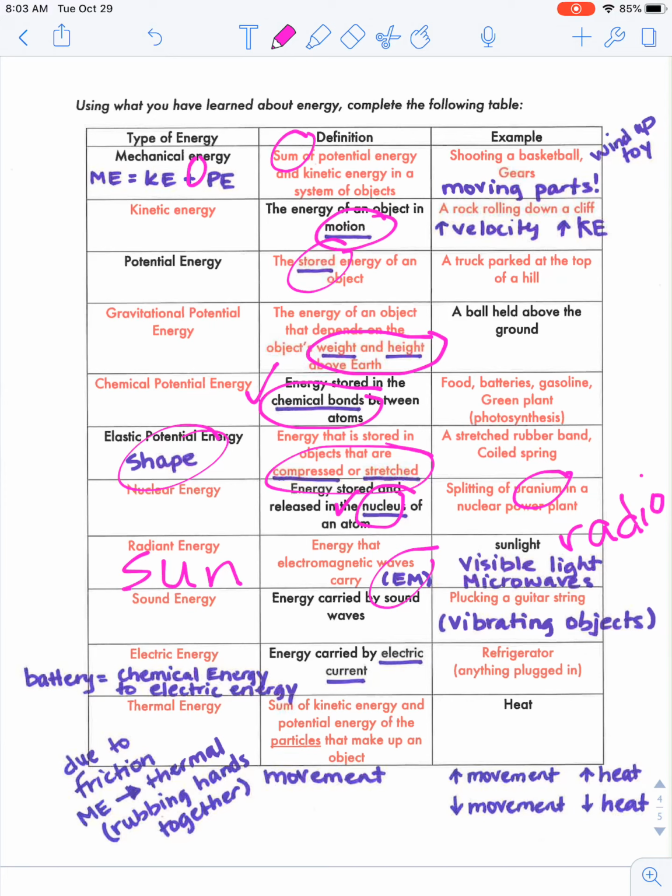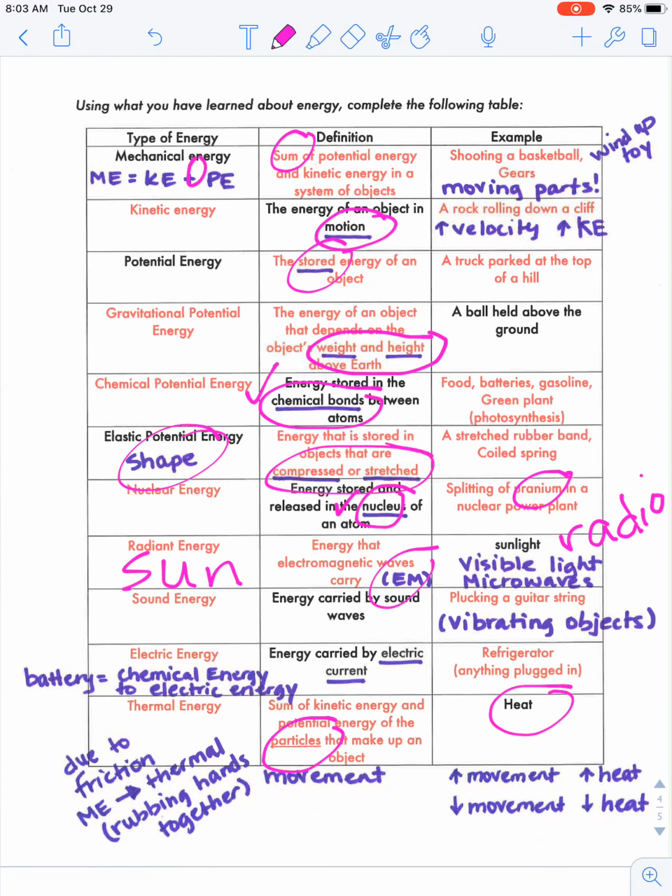Due to friction, mechanical energy, when you rub your hands together, it's going to cause thermal energy. When we did that in class, we rubbed our hands together and it felt real warm. That's due to friction. So thermal energy is the sum of kinetic energy and potential energy of the particles that make up an object. So it's going to generate heat. It's going to feel hot. So thermal energy, when you have some hot chocolate and your mug feels warm, then that is due to thermal energy. When you have soup and it's warm, that's due to thermal energy.